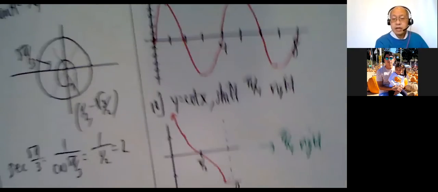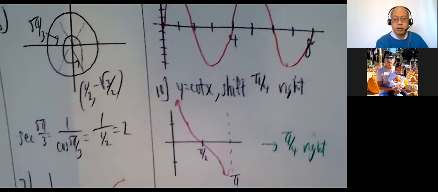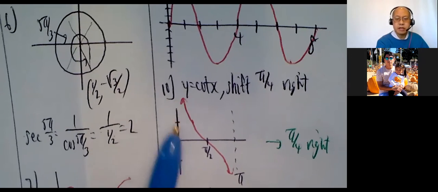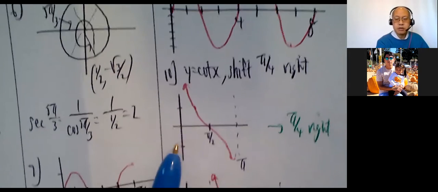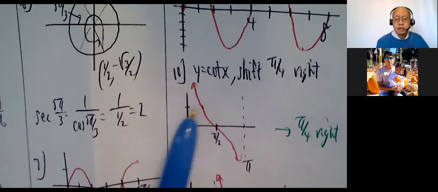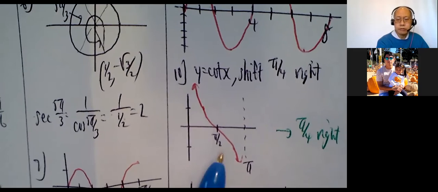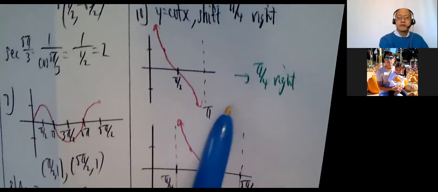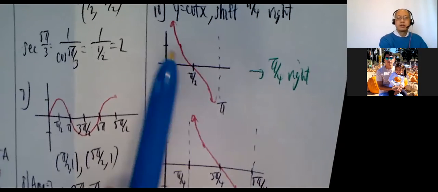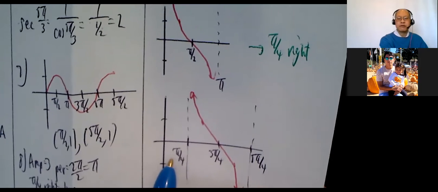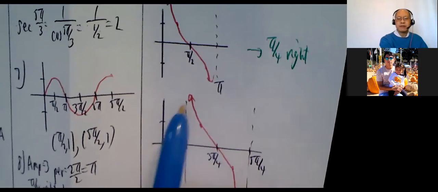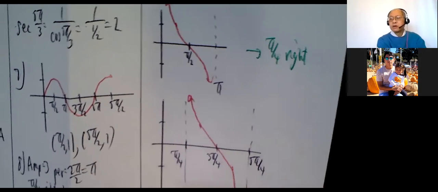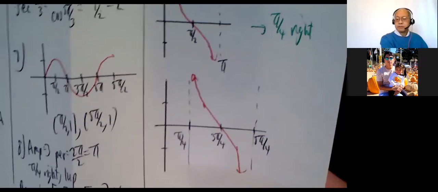Okay, number 10, take the cotangent and shift pi over 4 to the right. Cotangent is decreasing, looks like this, 0 to pi. Pi over 2 is 0, quarter of the way, 1, 3/4 of the way, -1, and shift the whole graph pi over 4 to the right. So this moves over like so. So here's pi over 4, 3 pi over 4, 5 pi over 4, and the graph looks like so. And that was that test.